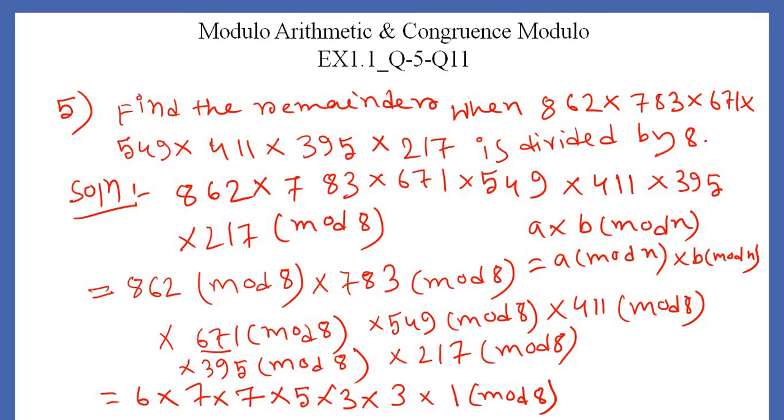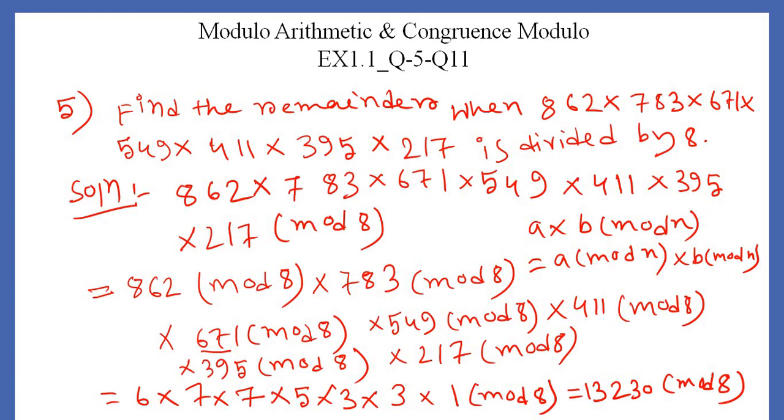Now what we do, we multiply the numbers we have, okay. So here we have to find the value of 6 into 7 into 7 into 5 into 3 into 3 into 1, okay. And if you multiply them and find the value, here we get the value as 13,230.